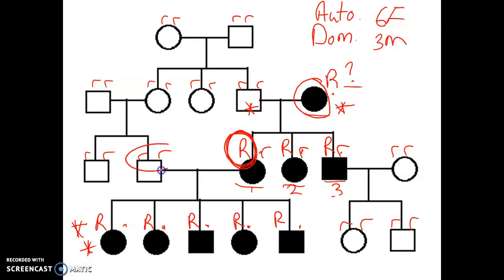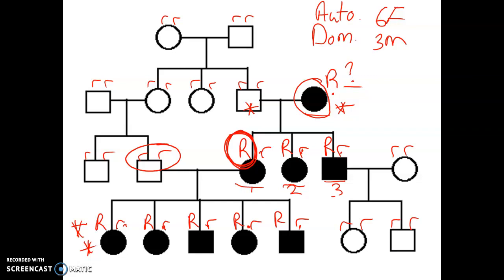Dad can only give a recessive r, so they're all heterozygous, even though they're still affected. I'm still going to say they are heterozygous. They're not carriers, all right? They're affected. The only time you see a carrier is if this was a recessive trait. Well, in this instance, it's an autosomal dominant.